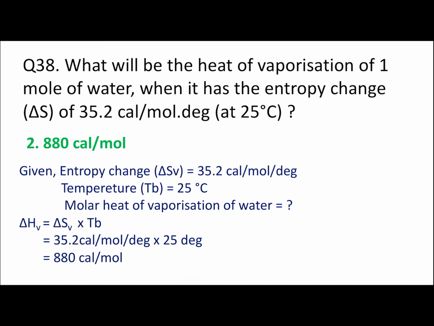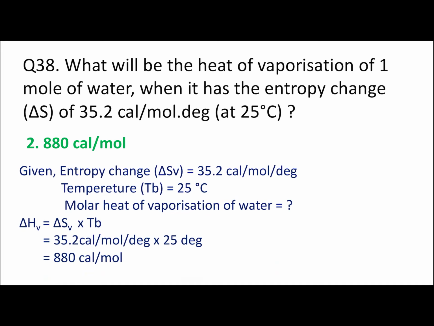The formula for molar heat of vaporization is delta S_V, entropy change, into temperature. Okay, it is the formula, and here we have given entropy change 35.2 calorie per mole per degree, and temperature it is 25 degrees Celsius. So we can calculate it. 35.2 into 25 will be 880. Okay, simple. And let's see next.